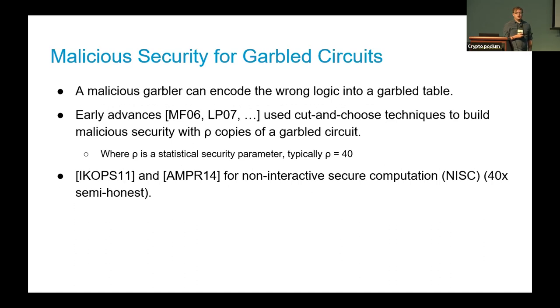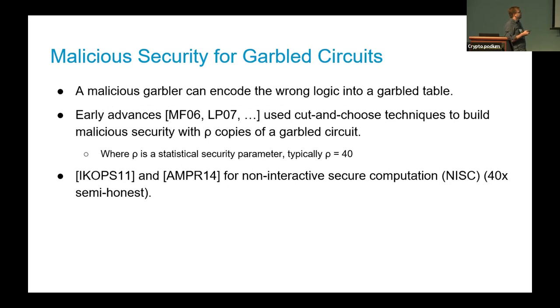So the reason why malicious garbling is hard is because in the semi-honest version, one party does almost all of the work. They build the garbled circuit from scratch. And so there's a lot of room to cheat. You can sort of encode any logic you want into the garbled table. You can mess it up in all sorts of ways.